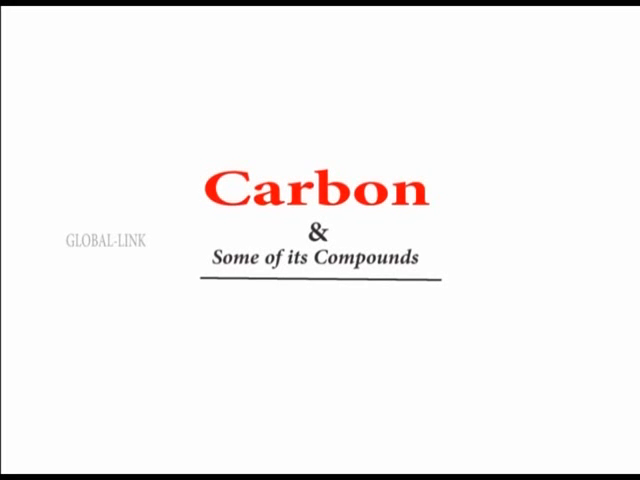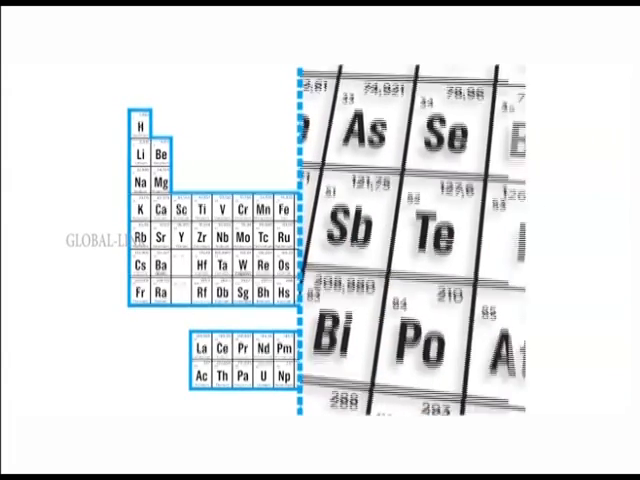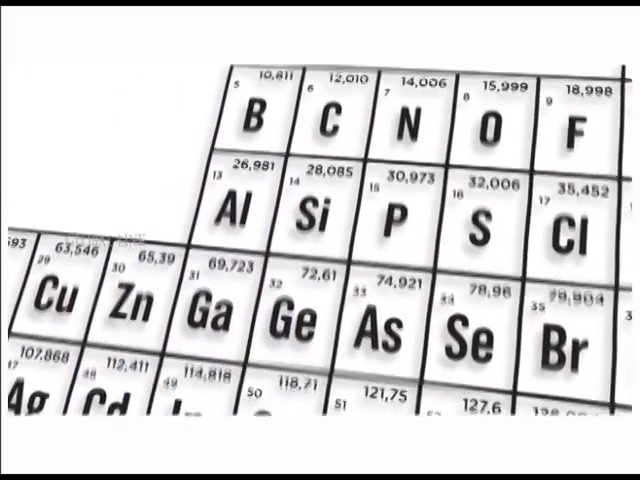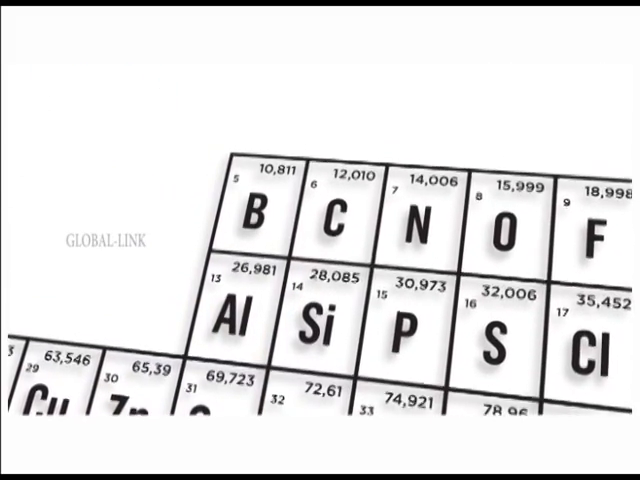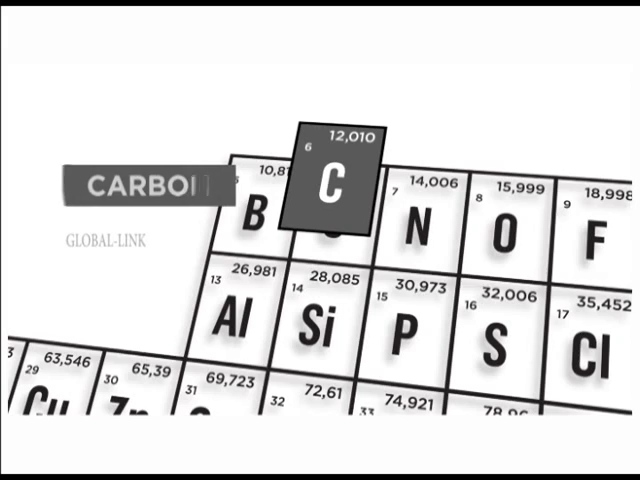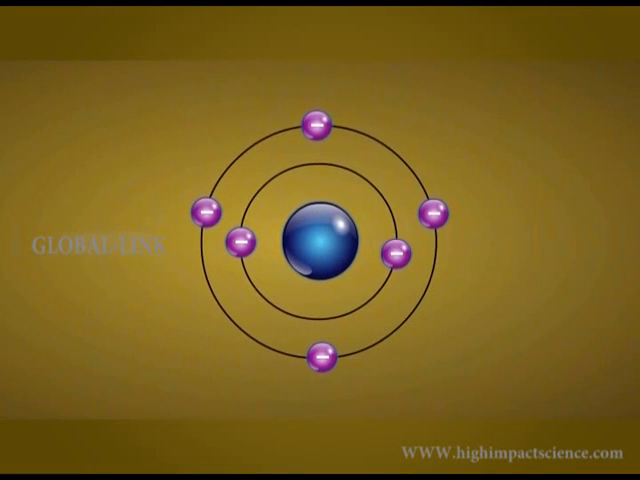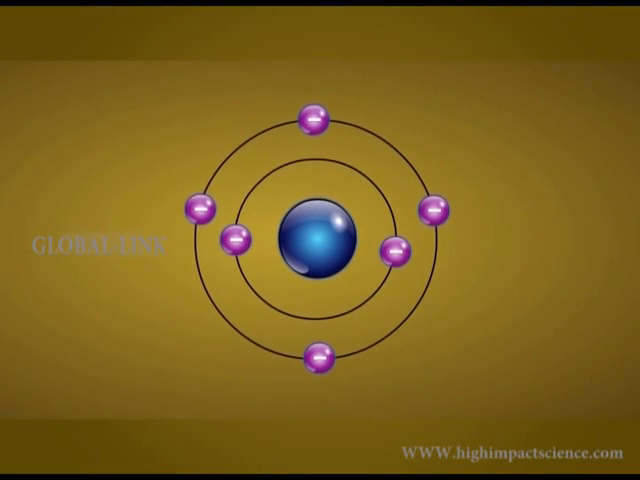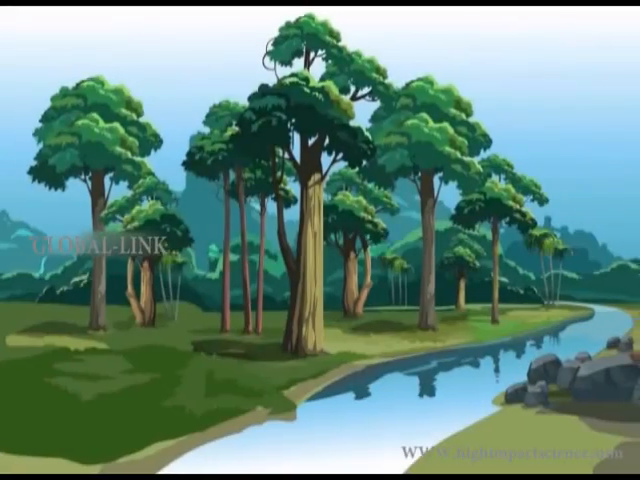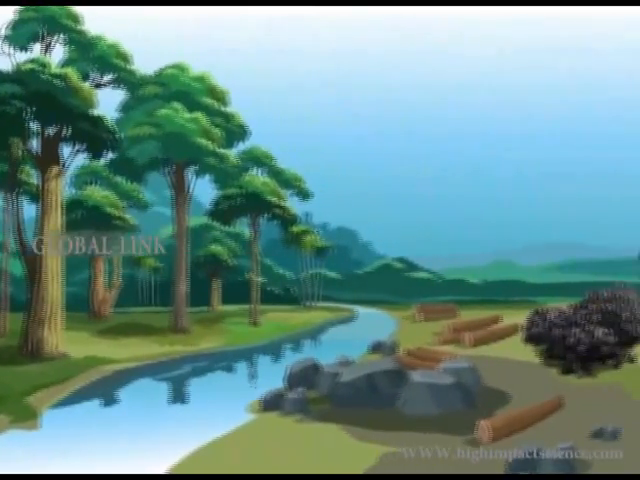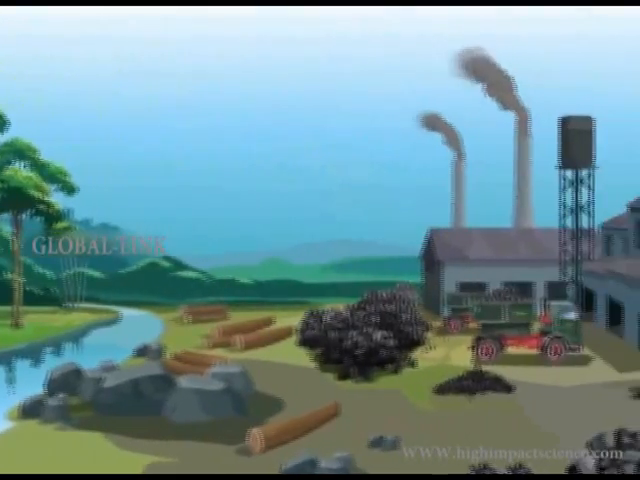Chapter 6: Carbon and some of its compounds. Carbon is the first element in group 4 of the periodic table. It is represented by the symbol C. With atomic number 6, it contains 6 protons and 6 electrons. Carbon is a well-known non-metallic chemical element present in all life forms.